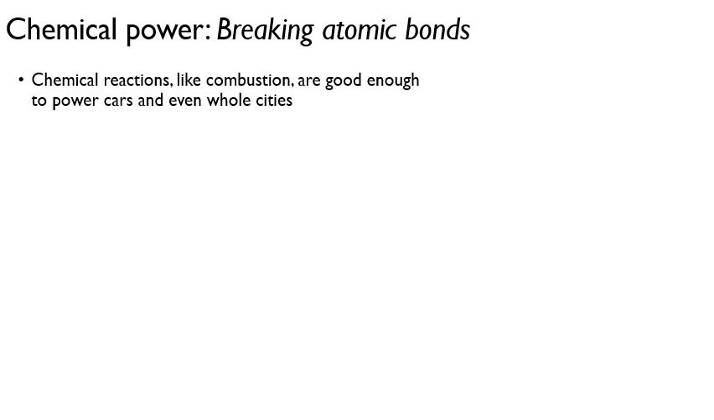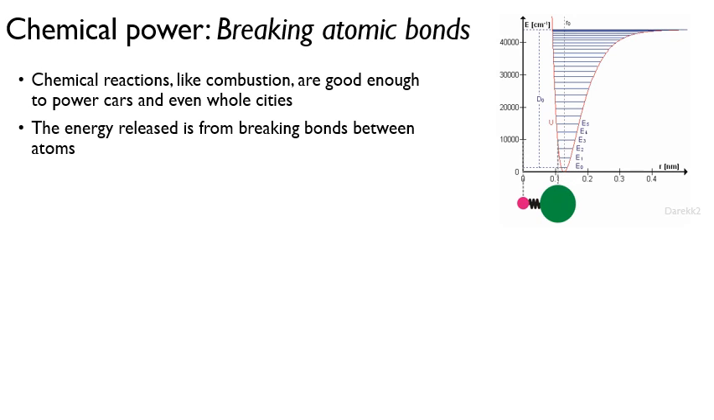So we need to go on to option number 2. It's not gravitational power. What about chemical power? Chemical reactions can give you a lot of energy if you have enough fuel. It's enough to get your car across the country. It's enough to power an entire city. So why not? Maybe the sun could be powered by chemical reactions. Where does the energy come from? It comes from breaking and also altering bonds between atoms.